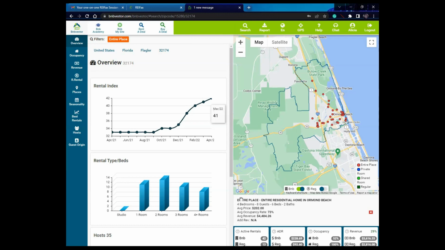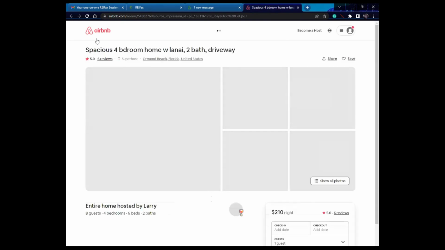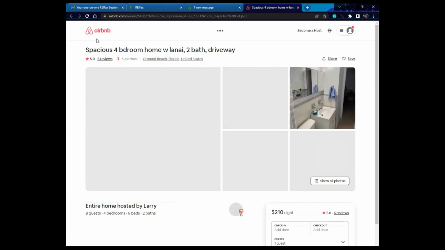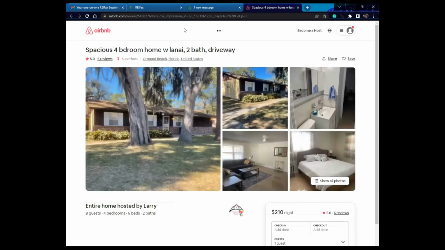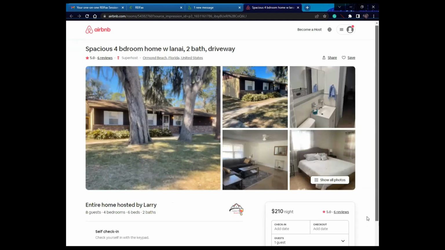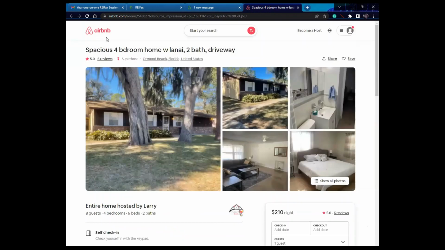If I want to see the actual property, I can actually see it. All I have to do is click on it and it will take me to Airbnb and show me the actual property. That is, if you want to see what is being rented in the area. Oh, there it is. This is the actual property. I can look at the picture and see any other information. This is actually just directly in Airbnb.